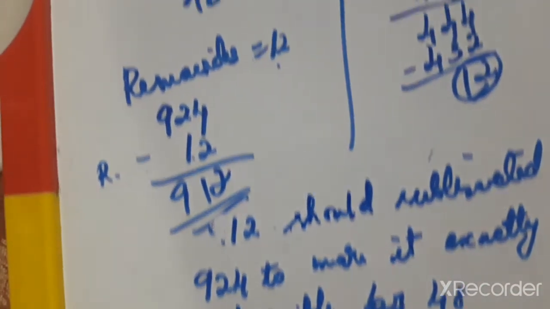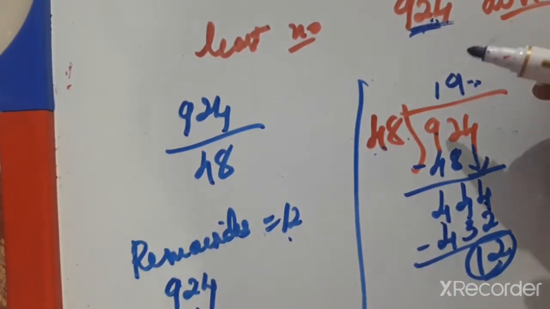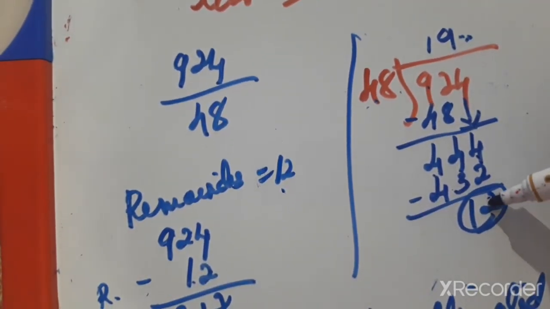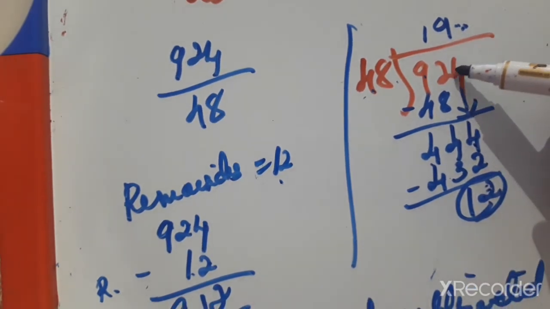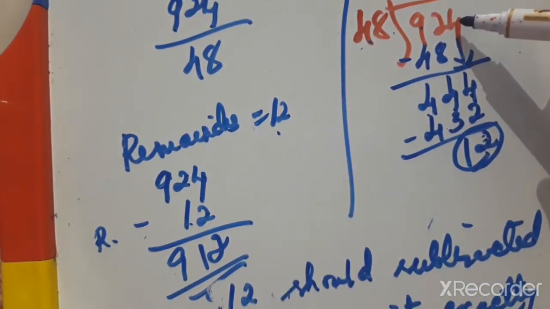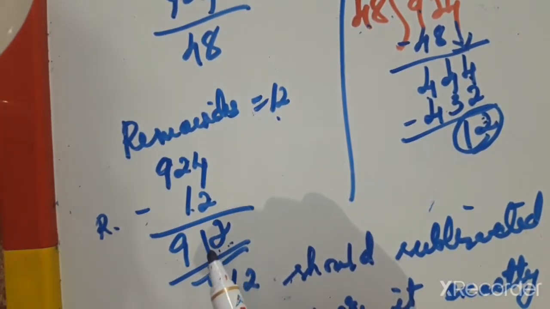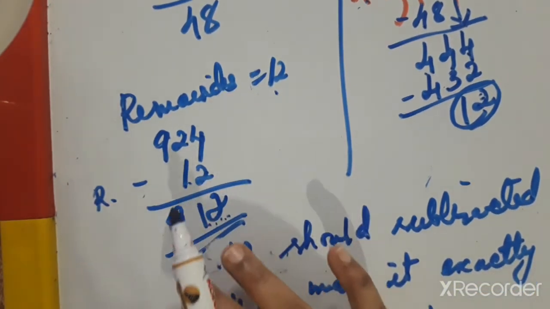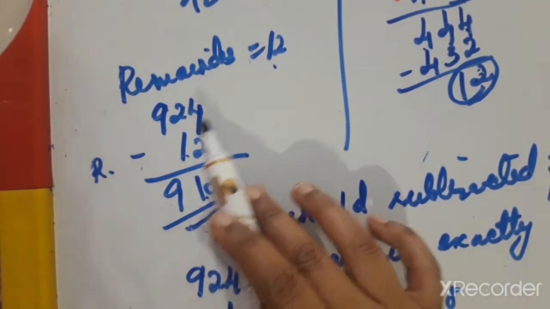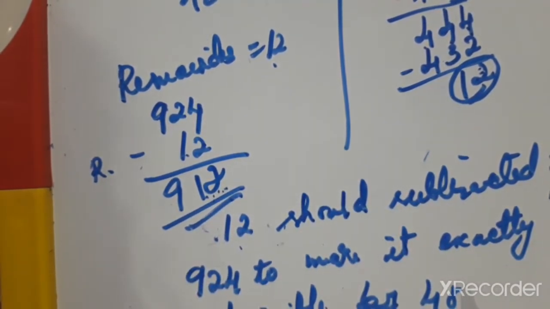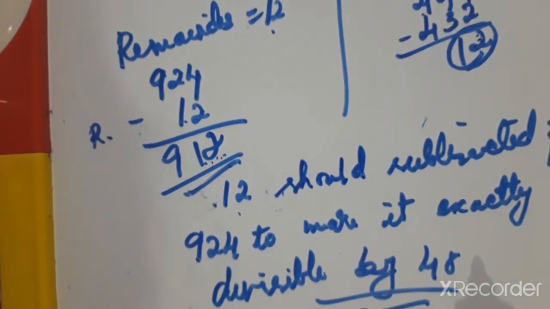First we have to find that it is not a perfectly divisible number. After dividing, the remainder is 12. So the remainder 12 should be subtracted from 924 to get a number perfectly divisible by 48. 912 is perfectly divisible by 48. Therefore the number subtracted is 12. Answer is 12. First find the division, then the remainder is what should be subtracted.